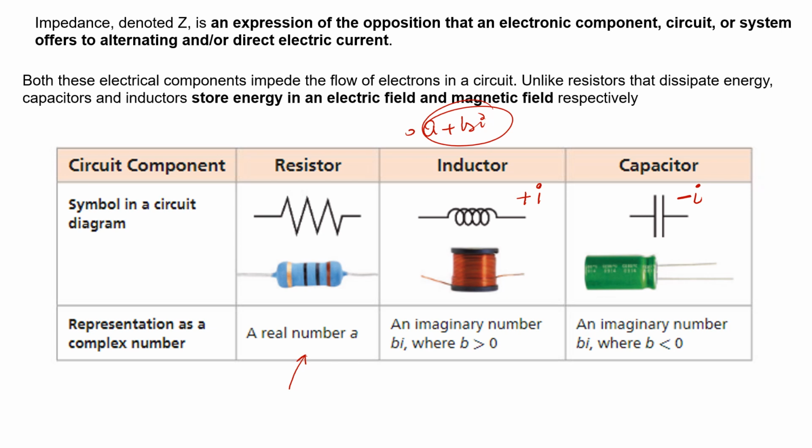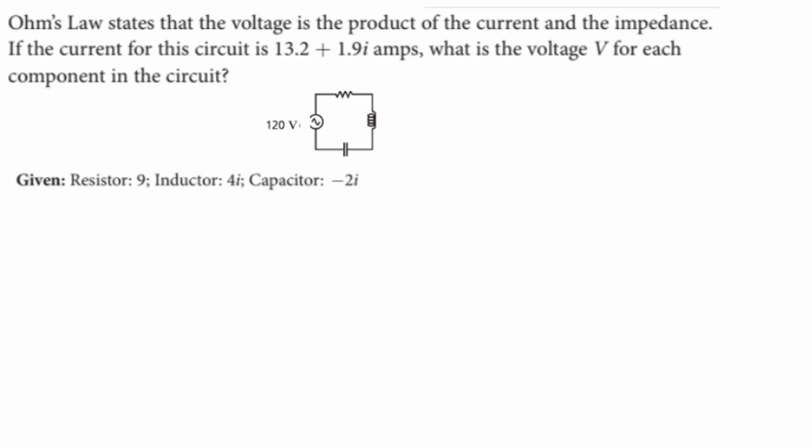So memorize: this shape in a circuit shows the resistor. The spiral shape shows the inductor, and it has to be a positive imaginary number. The capacitor is given by this kind of series, and it has to be shown by a negative imaginary number. Let's try to solve a few questions.